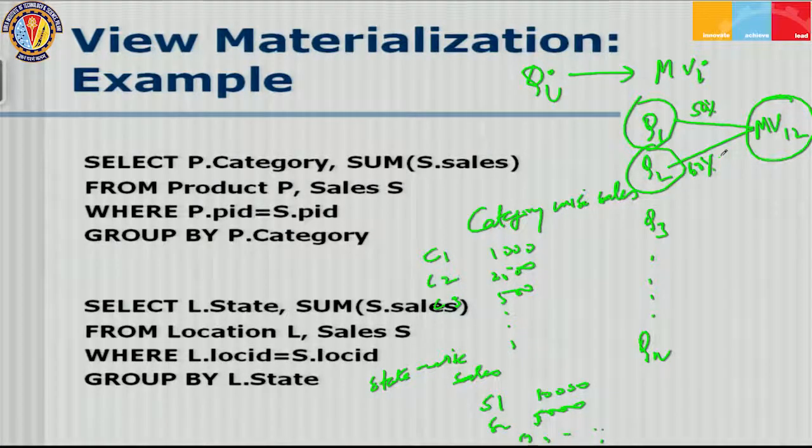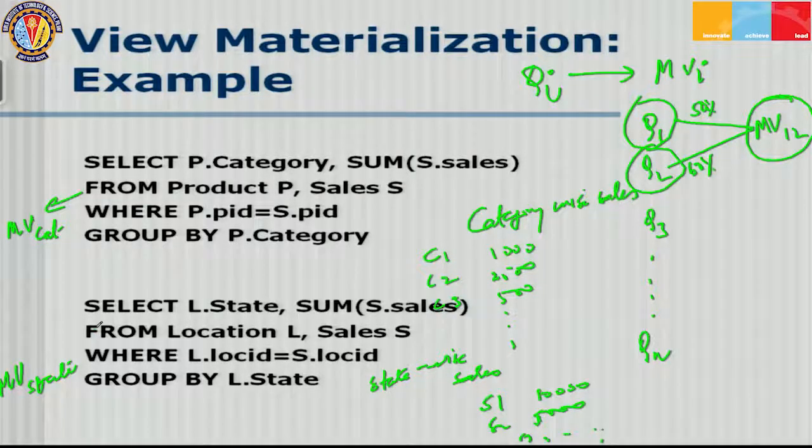Okay, so in this example, one way could be that for this entire query I have a materialized view which I call materialized view category, and for this I have another materialized view which I call materialized view state. So this is the easiest option. But now suppose that I have space only for one materialized view. Suppose this takes say 200 MB of space and this takes say 300 MB of space.